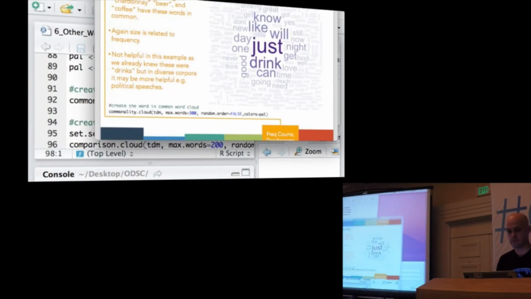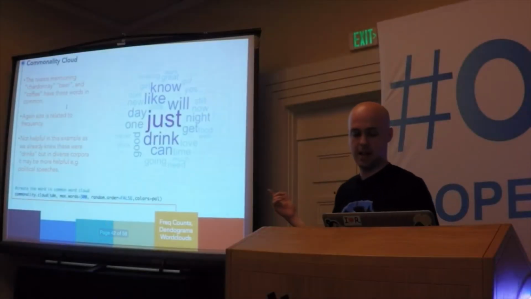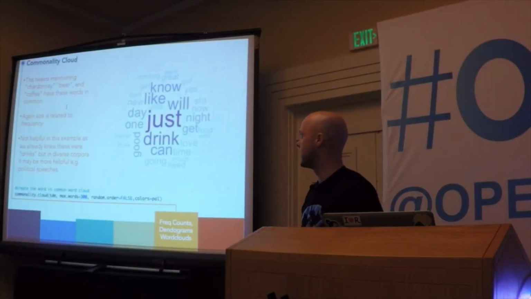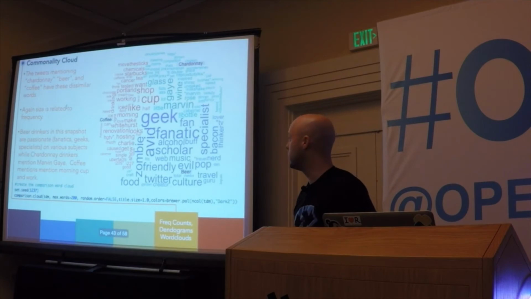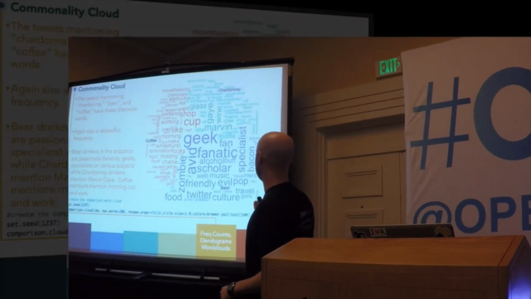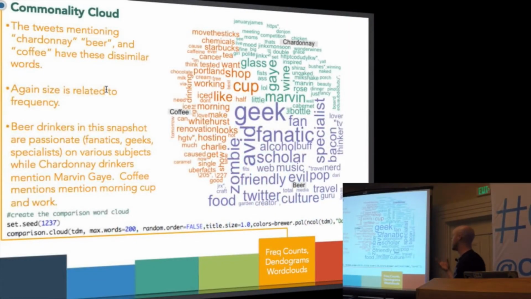Right, so this is the commonality cloud, and you can see it's not all that insightful. But here you can see that people consider themselves scholars and fanatics and geeks around beer. And you can see Marvin and Gay. We only did unigrams again, so they were disconnected, but they are there. And when people are talking about coffee, they are talking about coffee cups and morning, and I think Starbucks is in there, iced is in there.